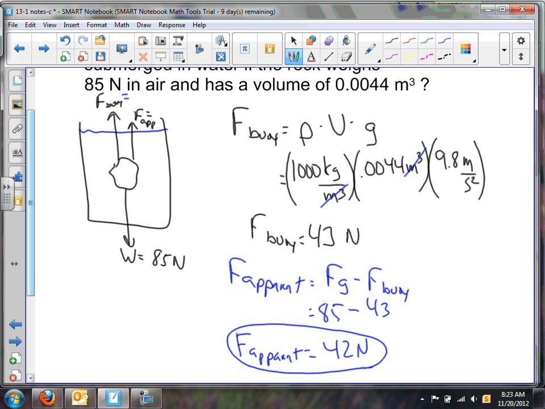So we know our buoyant force, we calculated that to be 43 newtons. Our apparent weight would be 42 newtons. And hopefully that makes sense because, again, the net forces have to equal 0. So you've got 85 newtons up and 85 newtons down. So it would definitely appear to weigh less than it did in the air.